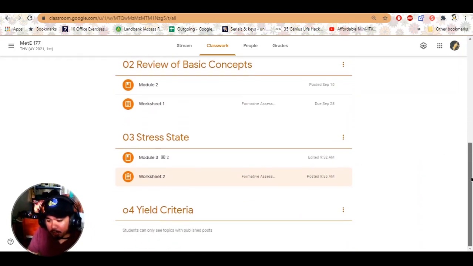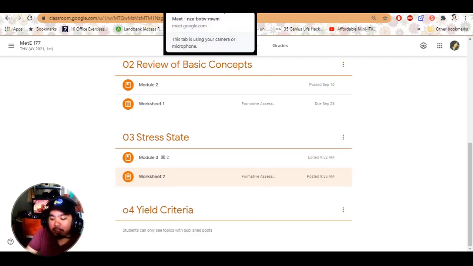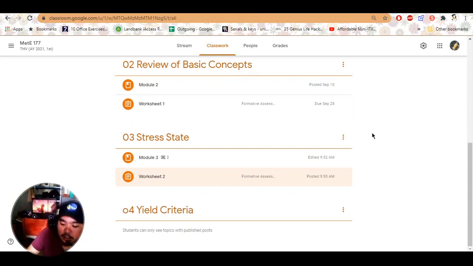So, guys, huwag kayong mahiya magtanong, no? Kasi MetE177 is medyo calculation heavy kasi siya. So, medyo mahirap talaga siya, lalo na kasi remote learning tayo ngayon, no? Okay? So, are there no more questions? Meron pa ba? Kahit sa chat box lang kayo mag-confirmation.